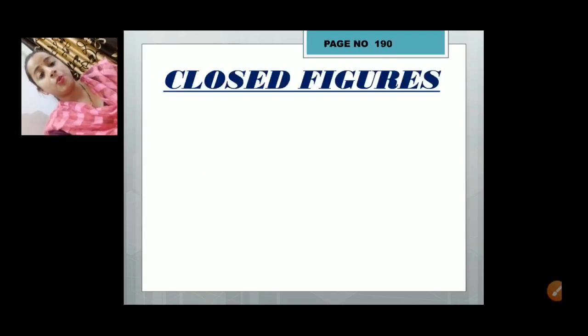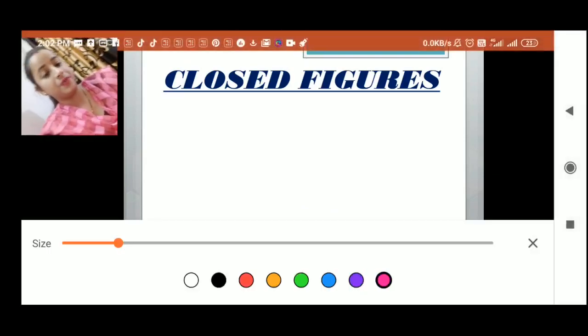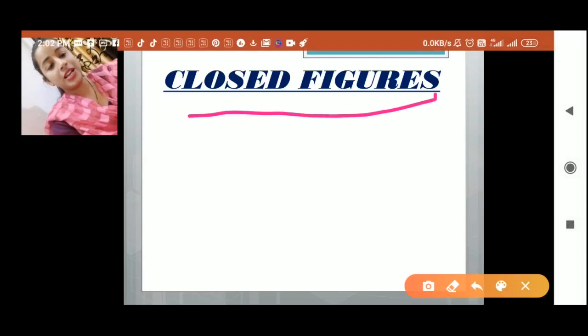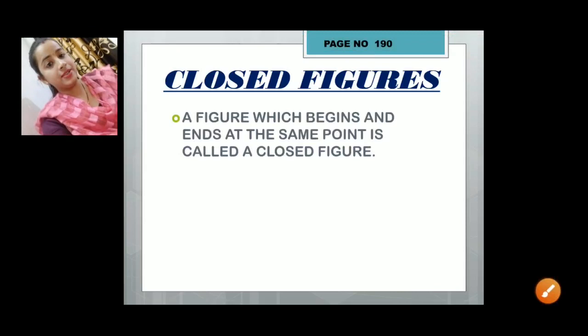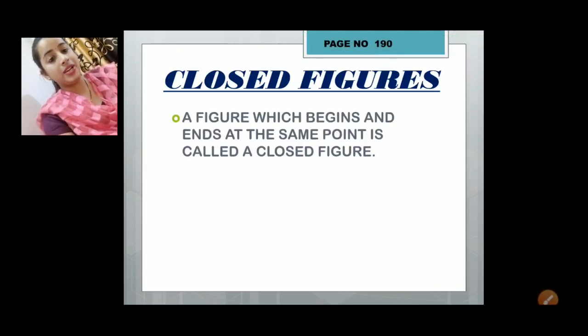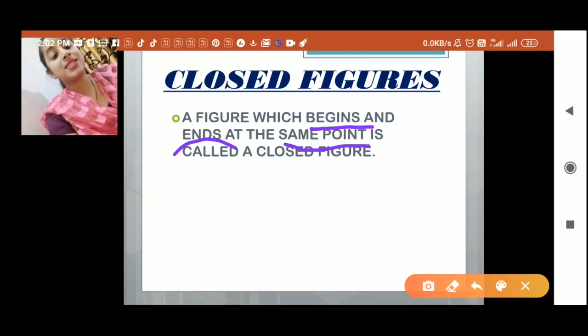The first thing which we are going to do today is about closed figures. You can see the closed figure. Let's see the definition first. A figure which begins and ends at the same point is called a closed figure. I repeat the definition and I'll underline the main points also, okay? A figure which begins and ends at the same point. So any figure whose beginning point and ending point both are the same.